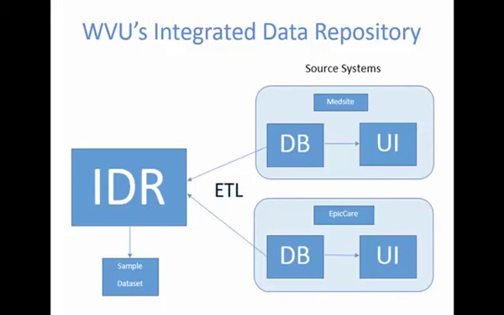The IDR takes both of these systems and puts them together in a user interface that a user can request access to. And then once that occurs, you can request the data be given to you in a de-identified format or identified, based off of what protocol you need.